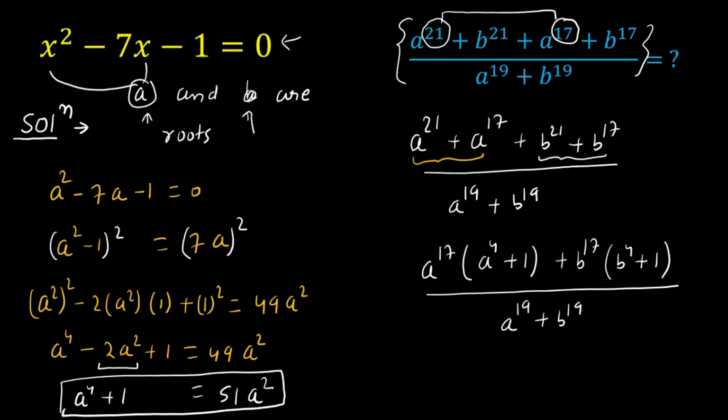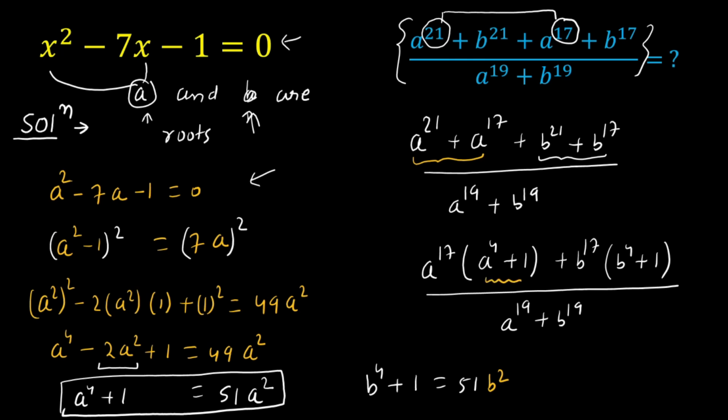Similarly, b is also a root of this quadratic equation, so b also satisfies it. If we repeat similar steps, we get b^4 + 1 = 51b^2.